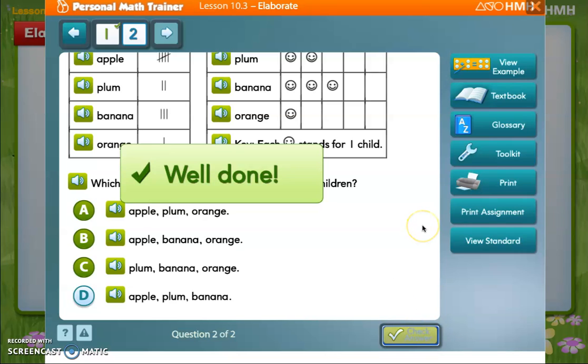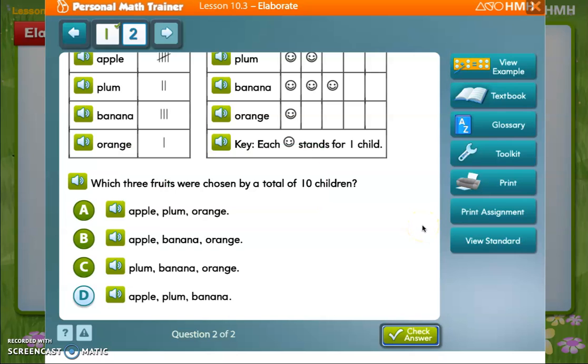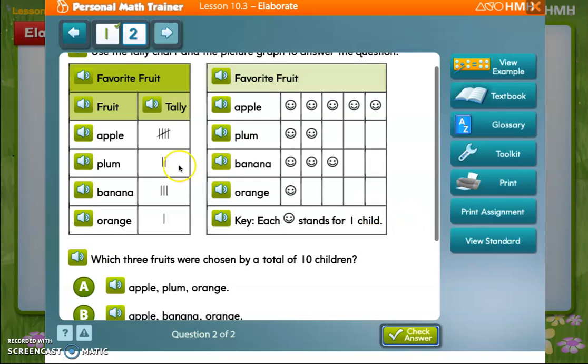Well done! Okay, so that's just how, again, you take your data from your tally chart, then you turn it into a picture graph, and then once you have a picture graph it is very easy to help you answer certain questions like that. Now, you might not just see this same kind of question, which is what we also got as one of our questions from yesterday's examples.